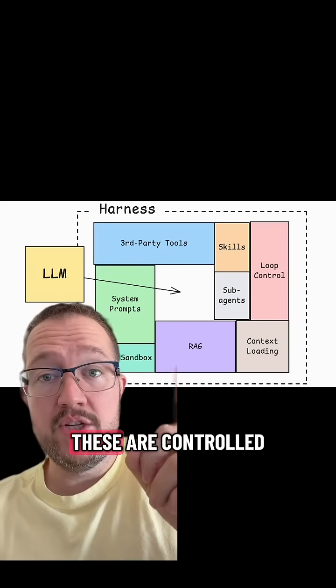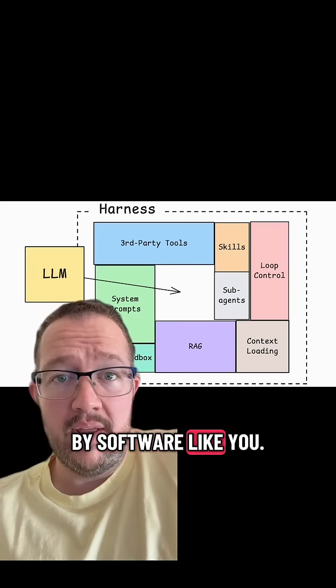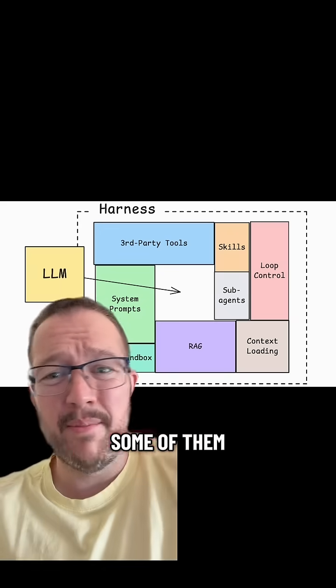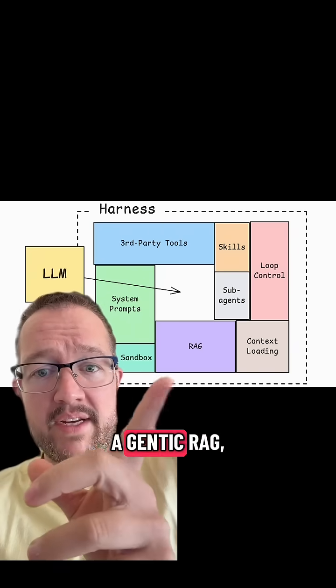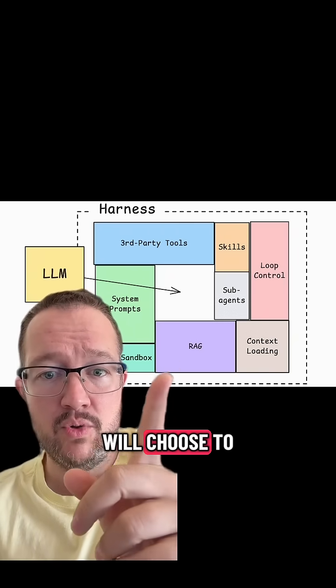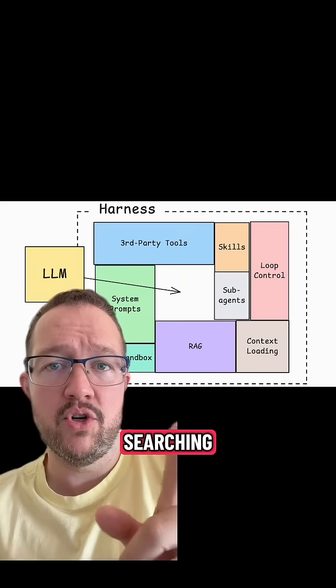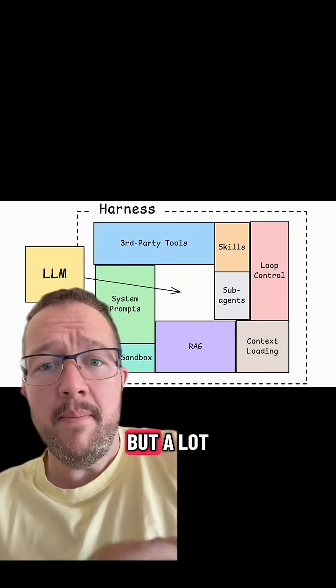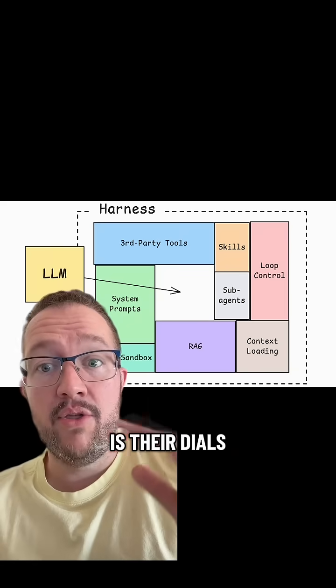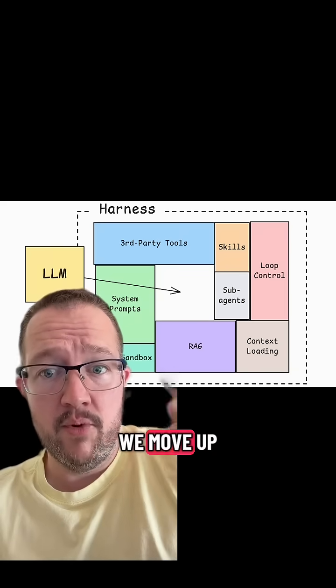A lot of these are controlled by software, like you hard code these things in. Some of them aren't, some of them are more agentic. Like you can have agentic RAG, for example, where the LLM will choose to do something in the RAG database, and then you have a separate agent that's responsible for searching and finding the right thing in the RAG database. But a lot of this stuff is dials that we move up and we move down.